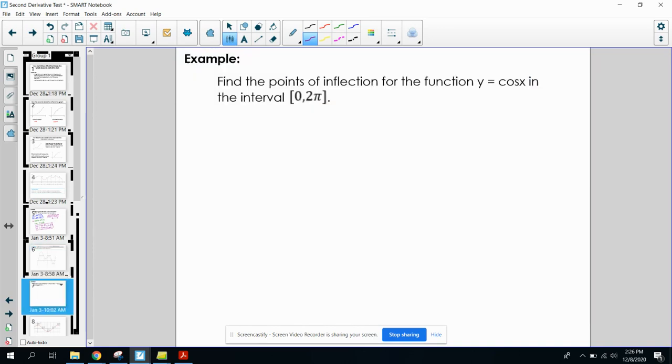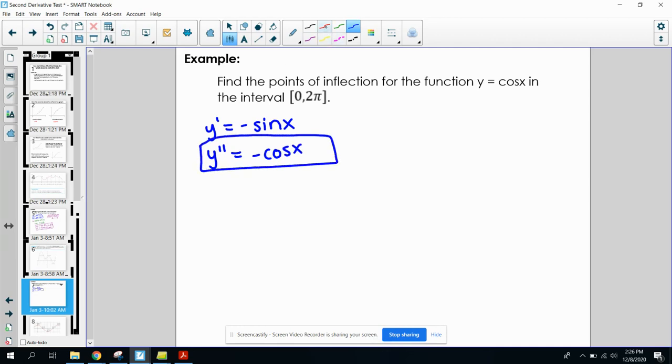So let's look at this example. Find the points of inflection for the function y equals cosine x in the interval from 0 to 2 pi. Okay, so in order to find inflection points, we have to first find the second derivative, and we have to see where the concavity is changing, if it changes at all. So first thing we'll do is take the derivative. So my first derivative of cosine x is going to be negative sine x, but I have to find the second derivative. So that's going to be negative cosine x. So I'm just going to box that since we're using that one. Okay, now we have to find our second derivative critical points. So we're going to take negative cosine x, set it equal to 0.